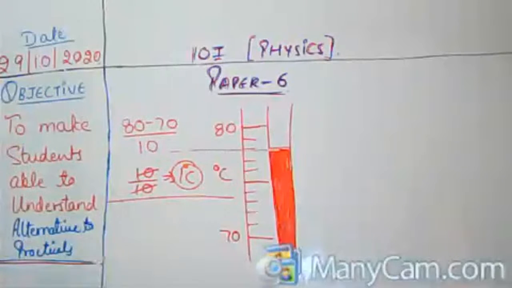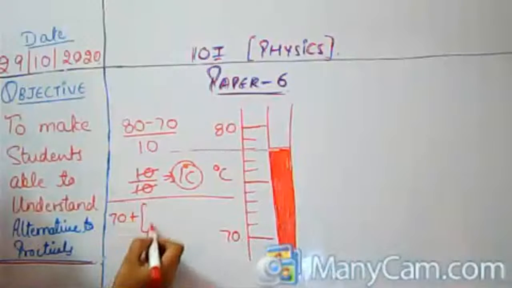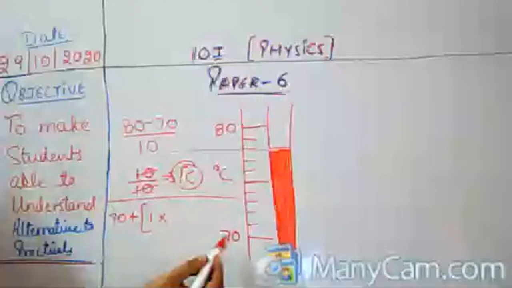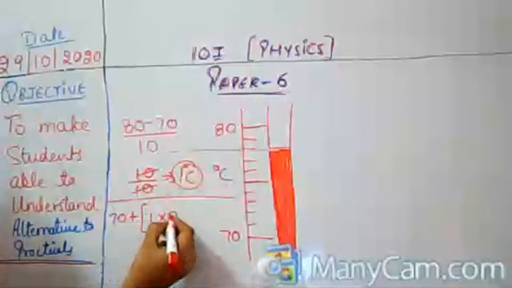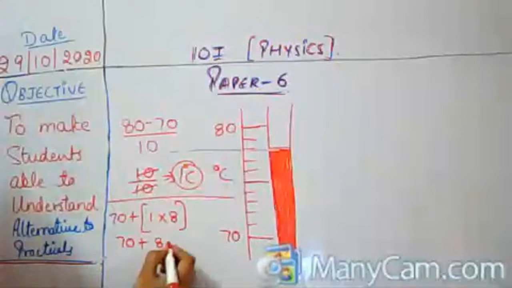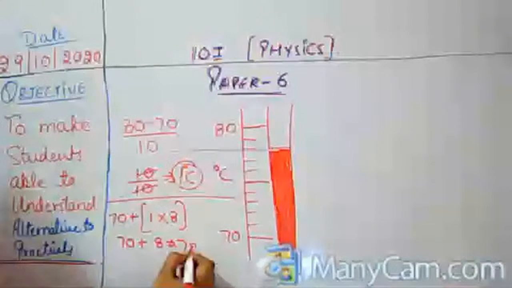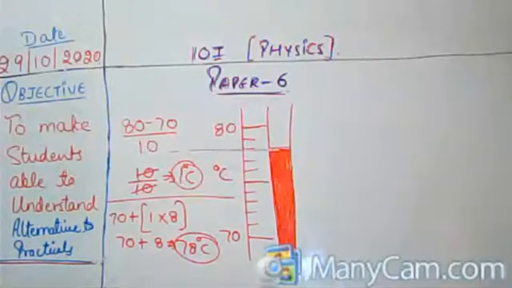Now lower limit is 70 plus least count 1, multiplied by the line: 1, 2, 3, 4, 5, 6, 7, 8. That is the 8th line. 70 plus 1 times 8 is 8. So 70 plus 8 is 78 degree Celsius. Fine. So this is your reading along with the scale.